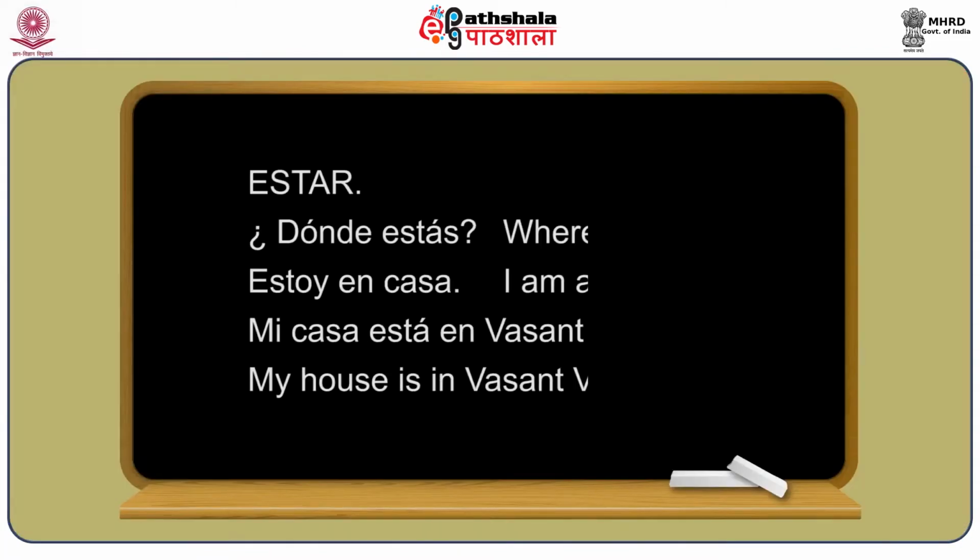And when we try to locate something or someone, we use estar, since it implies a movement, because now you are here and you will move there. So it is not a permanent characteristic of the subject. So for the location of someone or something, we use estar. For example, ¿Dónde estás? Where are you?